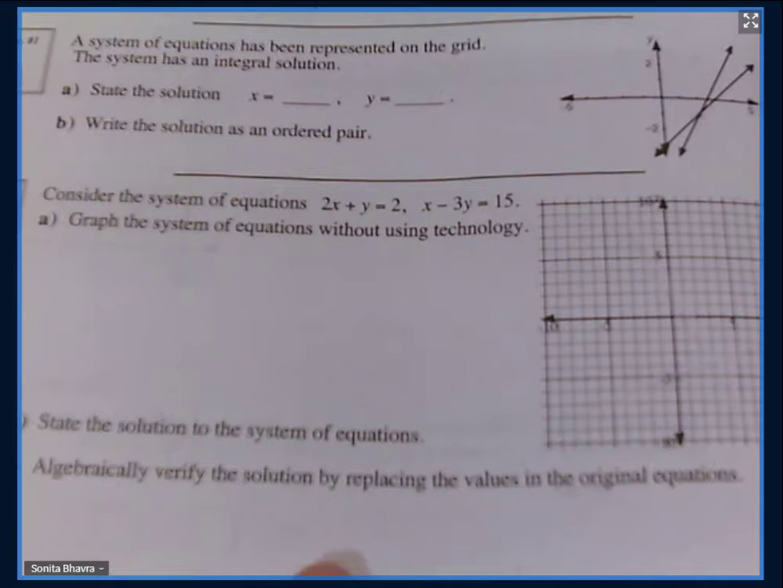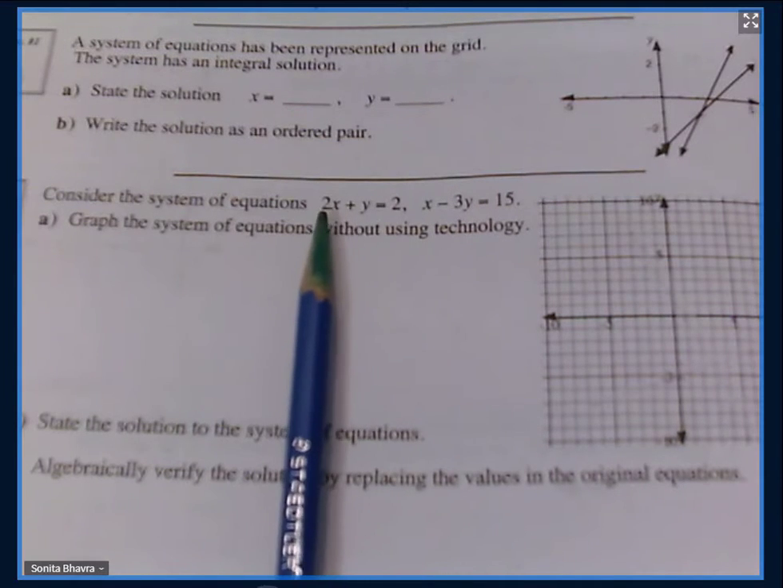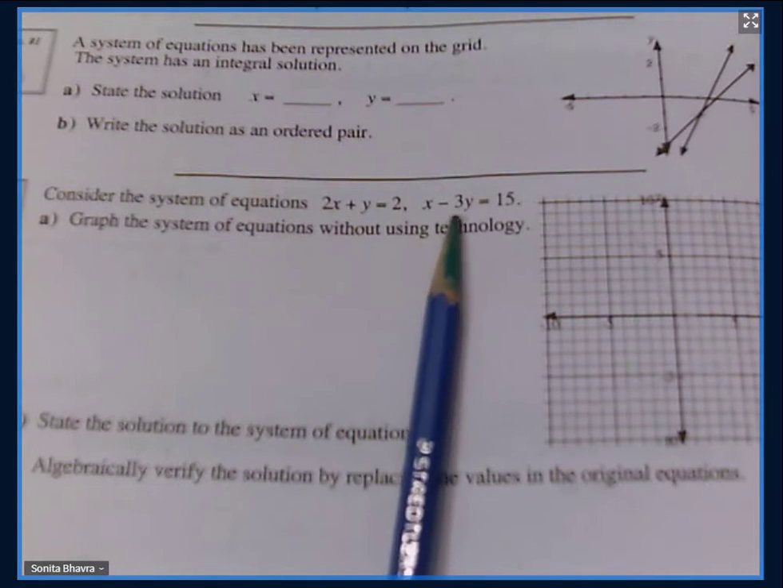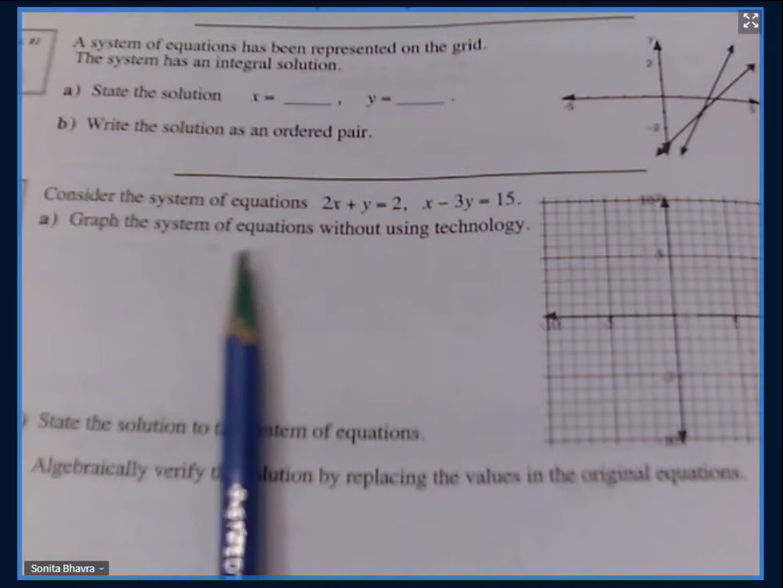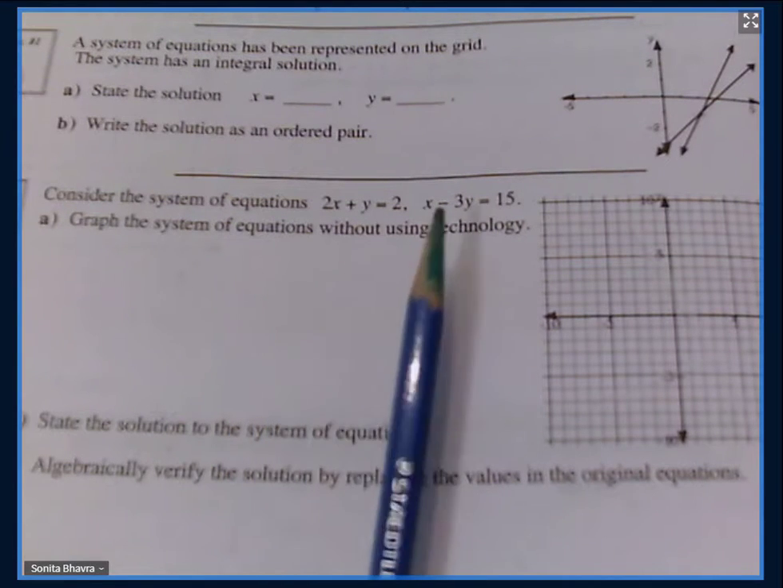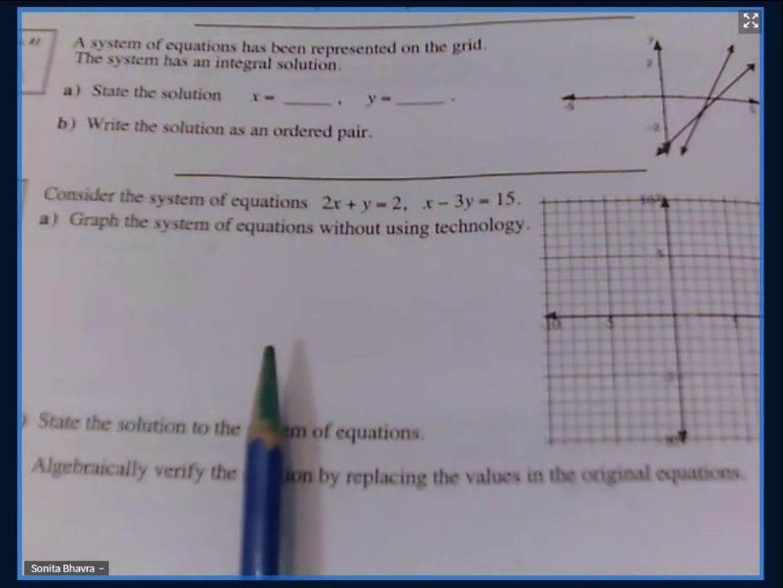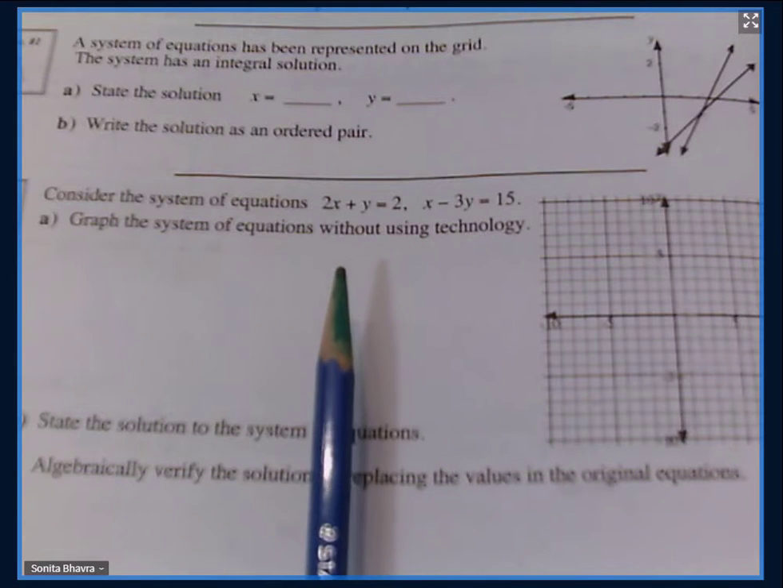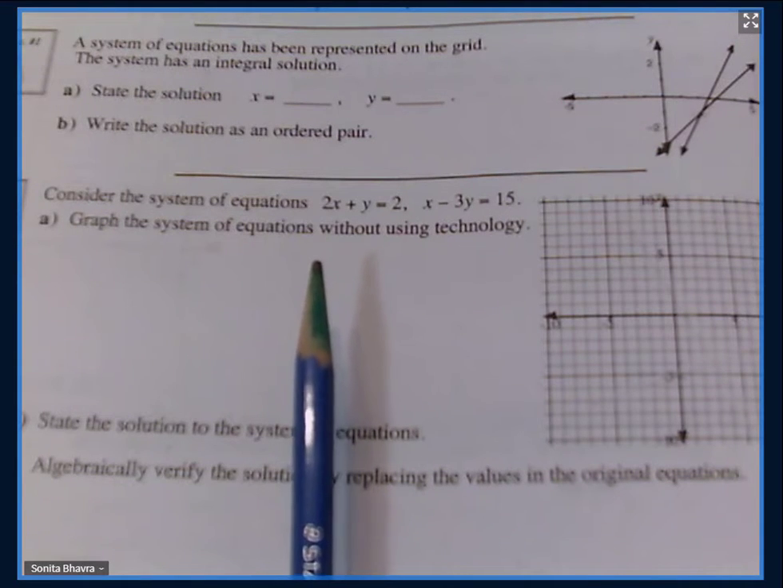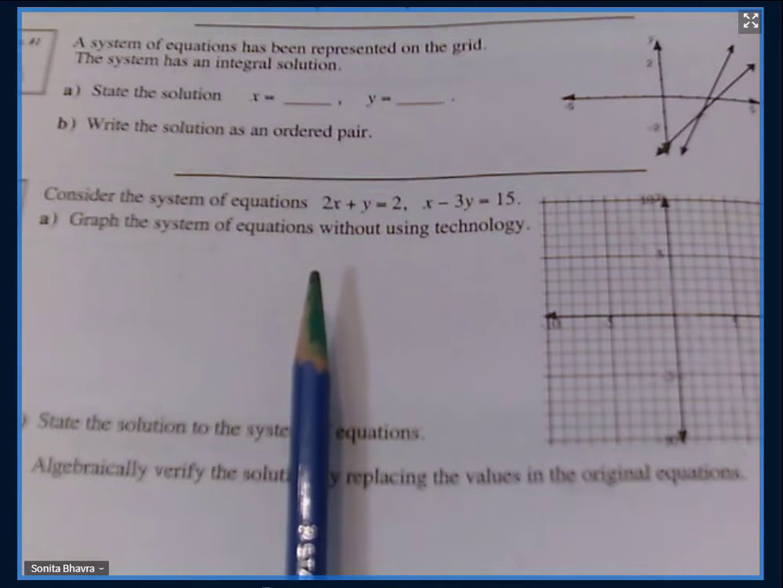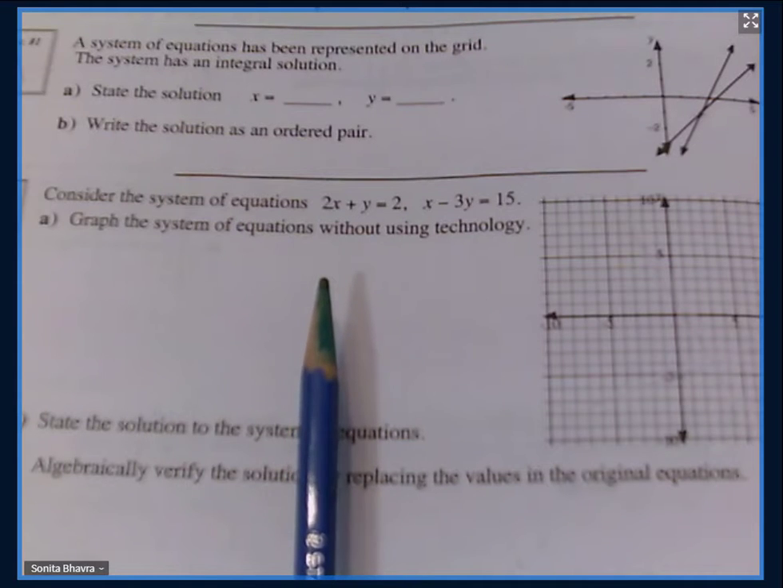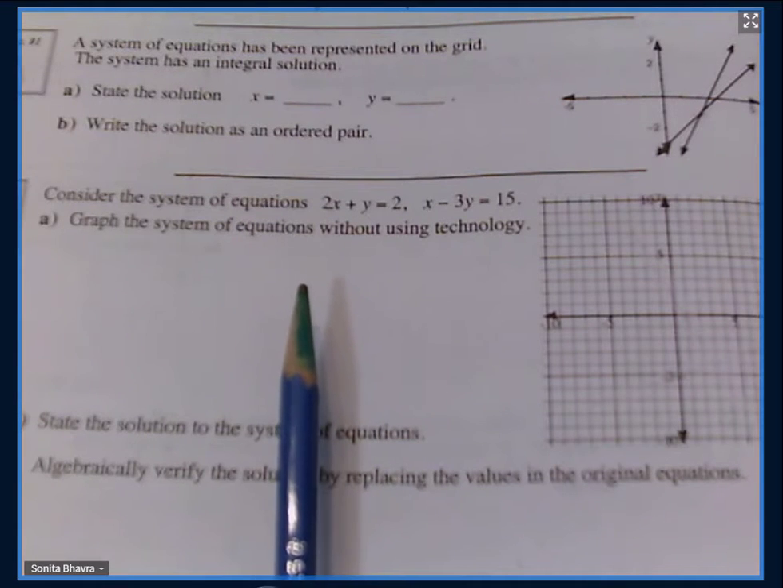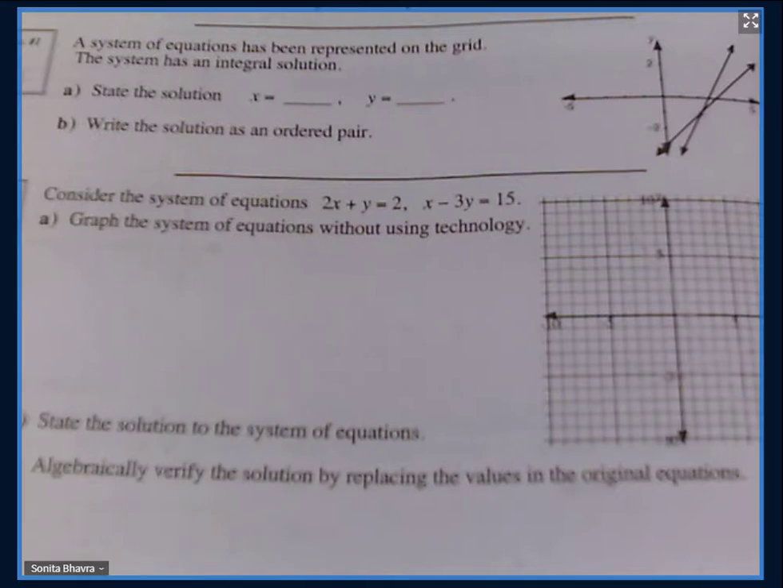All right, so our next example we're looking at, we're given two equations, 2x plus y equals 2, x minus 3y equals 15. We have to graph these two equations without using technology. So one method, again, is put them into y equals mx plus b form. Another method you can use is find your x-intercept by making y equals 0, find your y-intercept by making x equal to 0. You'll have 2 points on the line, and 2 points is enough to then draw your line. All right, so let's do that.